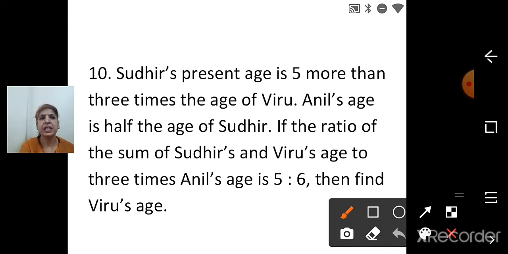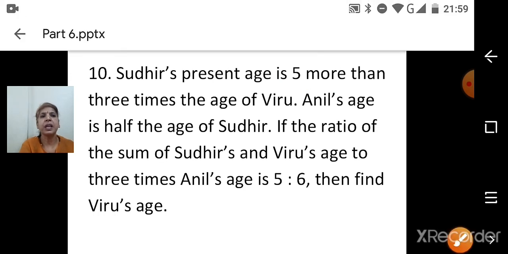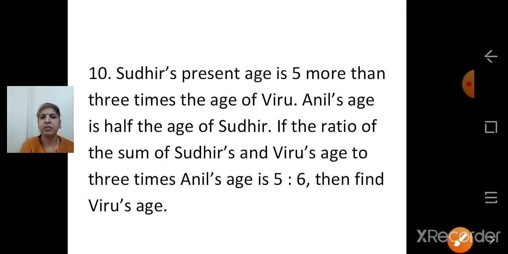And Sudhi's age is 5 more than... When we say 5 more than, it means we have to add 5. Then 3 times the age of Viru. So Sudhi's age is given in relation to Viru. So we will say, let Viru's age be x. Then Sudhi's age will be 5 more, so plus 5. Then 3 times, so 3x plus 5. Then Anil's age is half the age of Sudhi. Sudhi's age we have taken as 3x plus 5, so it is half of that. So you can say upon 2. Half of is upon 2.